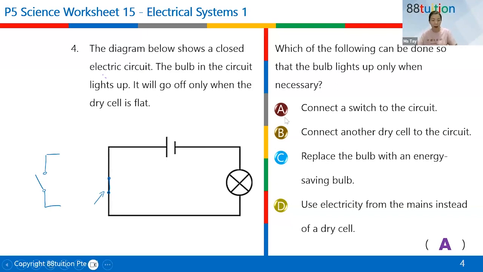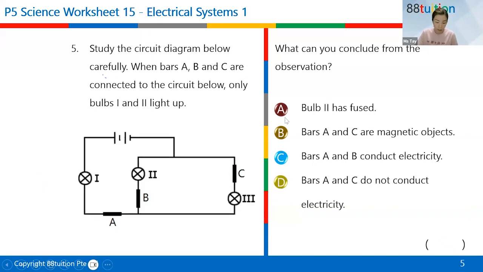Next, question 5. Study the circuit diagram below carefully. When bars A, B, and C are connected to the circuit below, only bulbs 1 and 2 light up. Okay, so what can you conclude from the observation? So when they are connected, only 1 and 2 will light up. Okay, that means that the third one there doesn't light up. So what can you say?